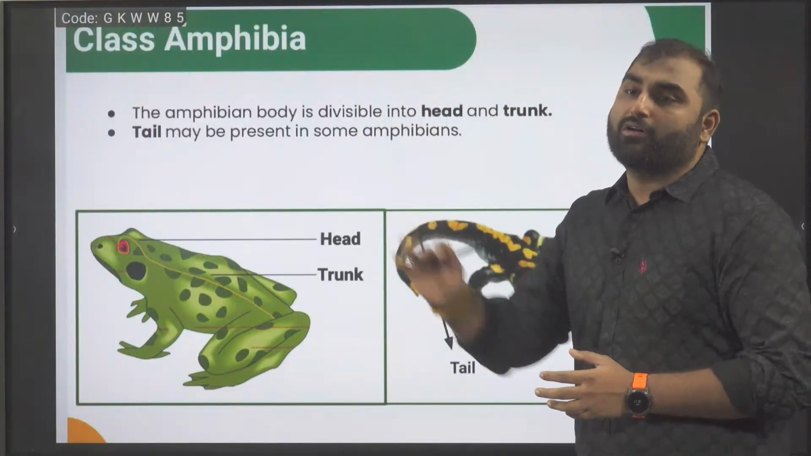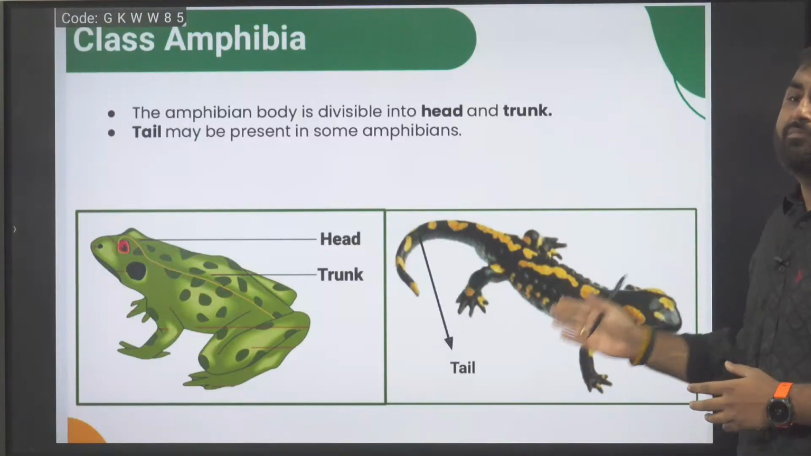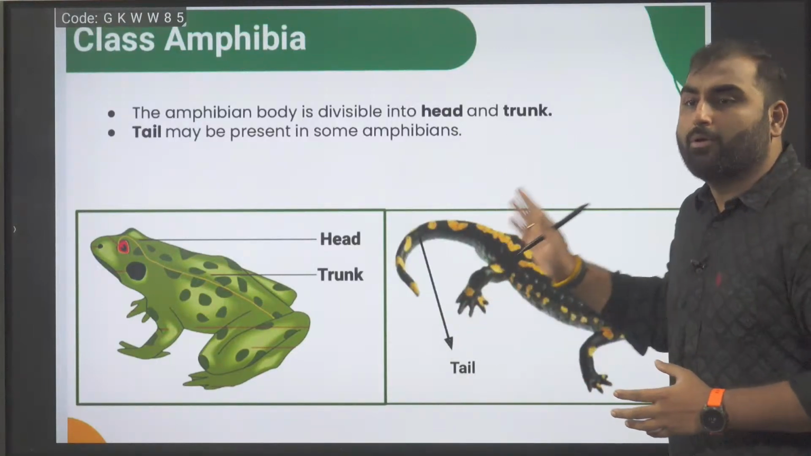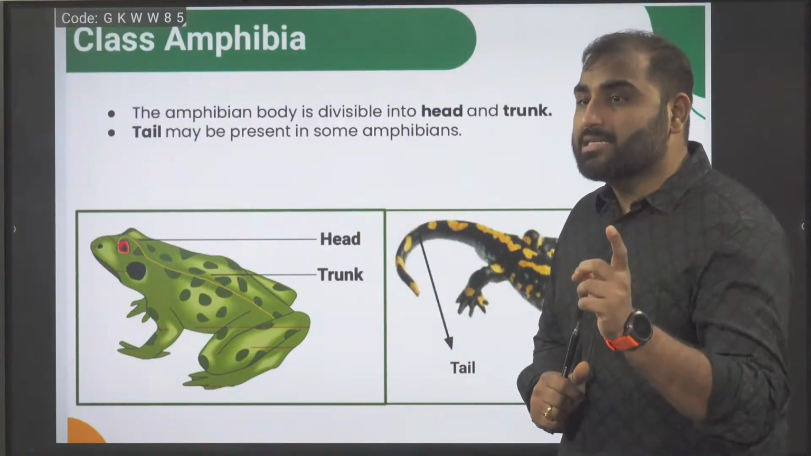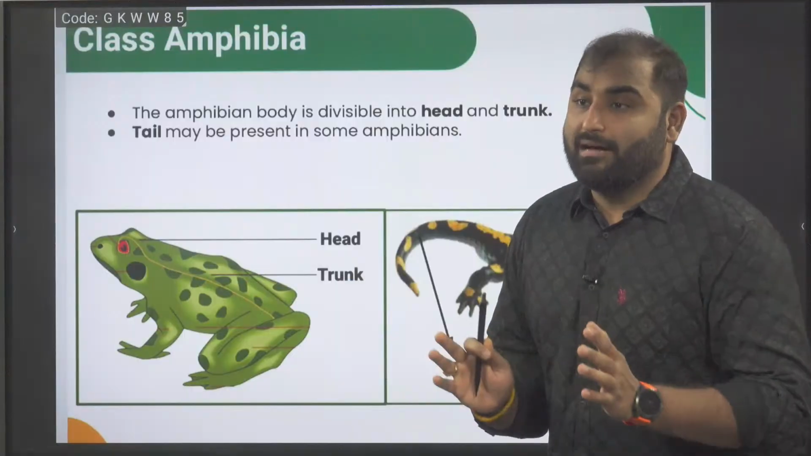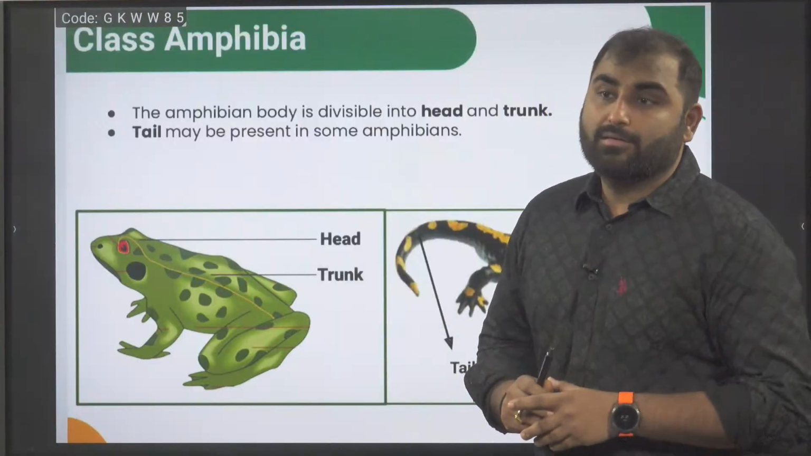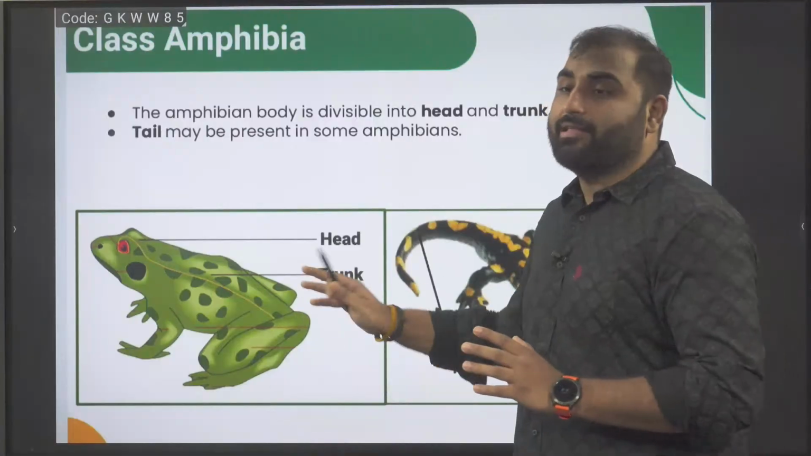When you talk about frogs and toads, tail may be present in some amphibians. And which are the some amphibians we are talking about? We are talking about the salamander here. Are we clear? Since tail is absent in frog, adult frog doesn't have a tail. A tadpole may have it, but it is not there in the adult stage we are talking about. Okay, so adult is not having the tail.